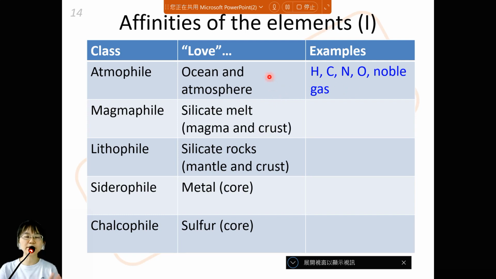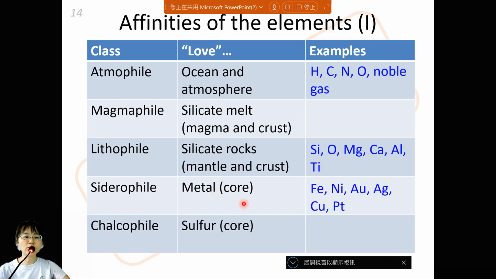You know this very well because for students at this department, you deal with these light elements like carbon, nitrogen, oxygen, noble gas, hydrogen. They are relatively concentrated in the ocean and atmosphere. But for the majority of the Earth, it is a different story. For the lithophile, which will be mainly in the mantle and crust, we have to deal with silica, oxygen, magnesium, calcium, aluminum, and titanium, especially titanium. Titanium is considered a very good indicator of terrestrial element.